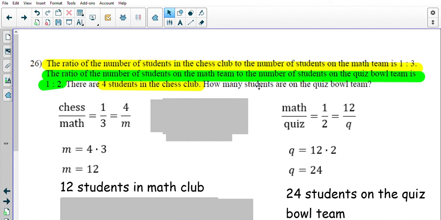So you use each part and just kind of step by step figure out how many students are on the quiz bowl team. Now often I do this question and then students ask, well, is this going to be on the test? Probably not, but it's a good higher level question, especially for you guys as pre-algebra students.